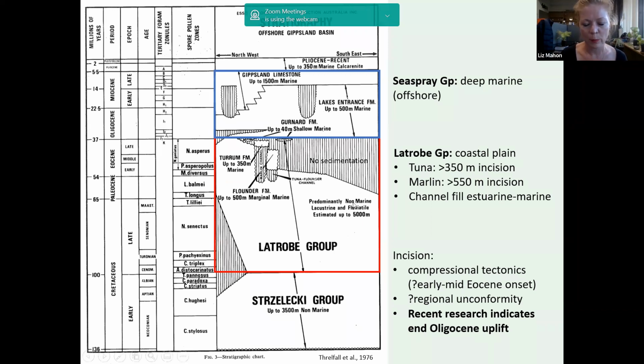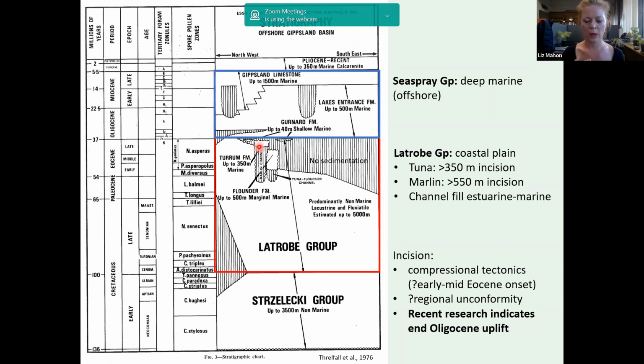In addition to these backstepping shoreface deposits in the Latrobe Group, we have these huge incised channels. They're over 500 meters of incision, so they're quite significant features. We have the Tuna Channel and the Marlin Channel. The Tuna Channel is filled with Flounder Formation sediments, and the Marlin is filled with Turrum Formation sediments.